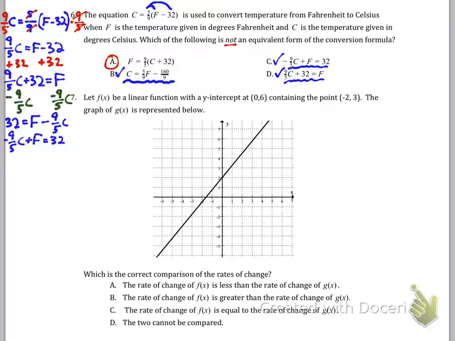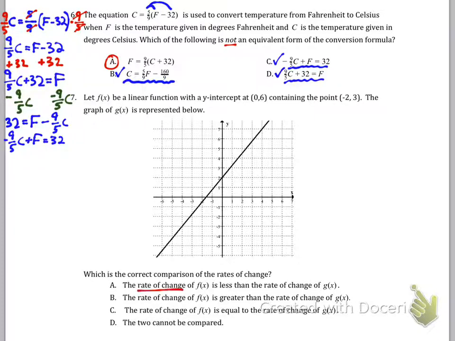Number 7. Let f of x be a linear function with y-intercept at 0, 6 containing the point negative 2, 3. The graph g of x is represented below. So we have two different functions here. Watch out for that. f of x is what they described, and g of x is right there below. Which is the correct comparison of the rates of change?